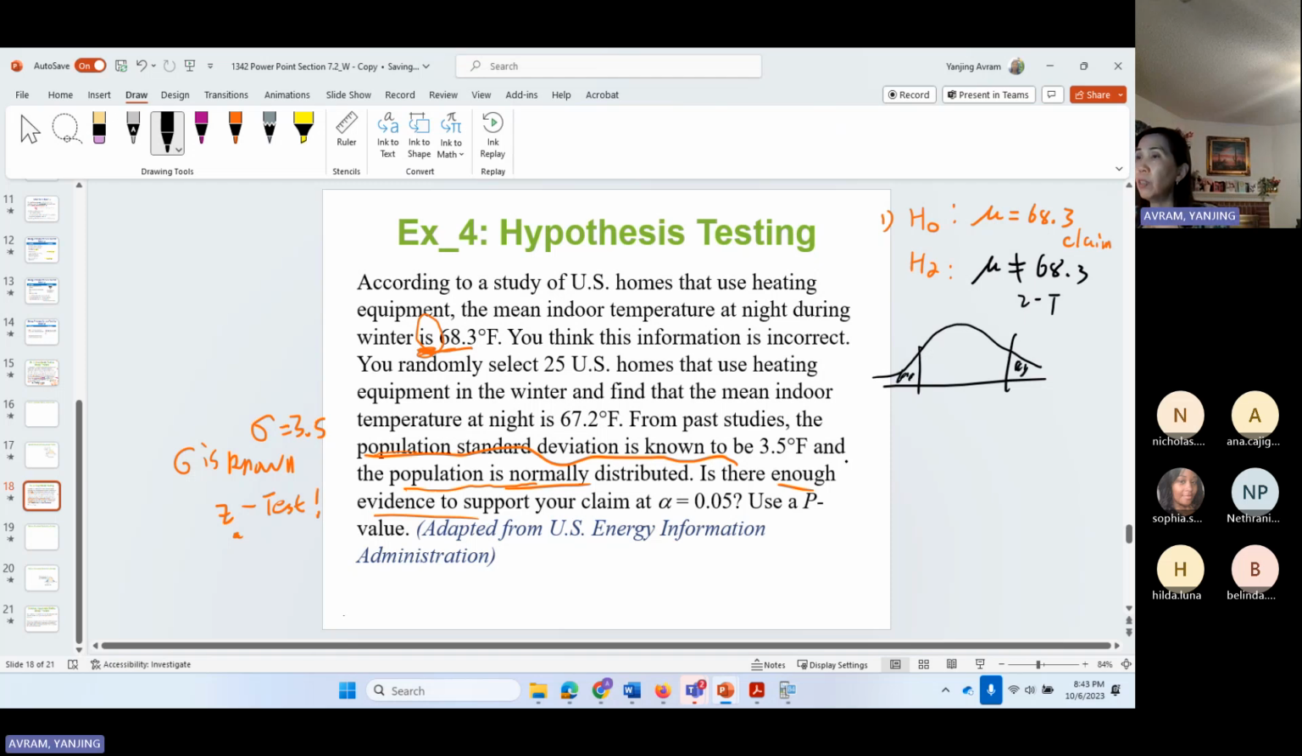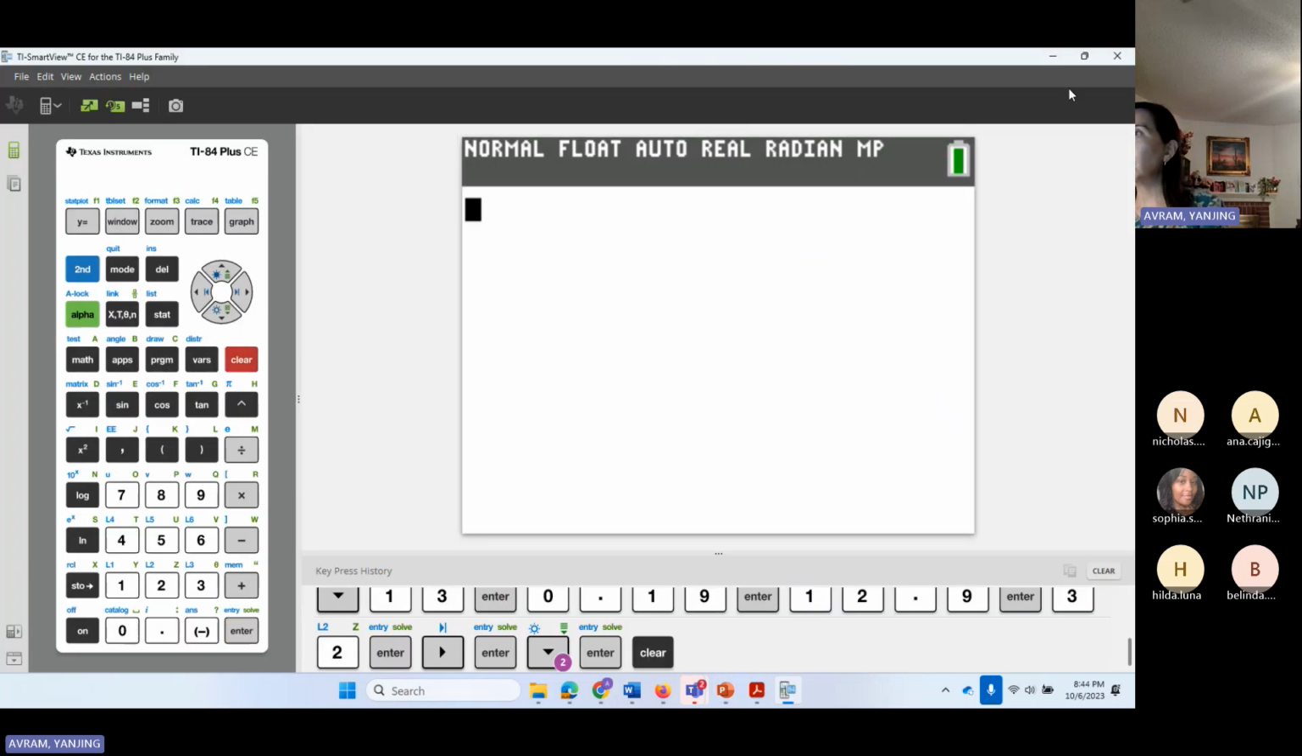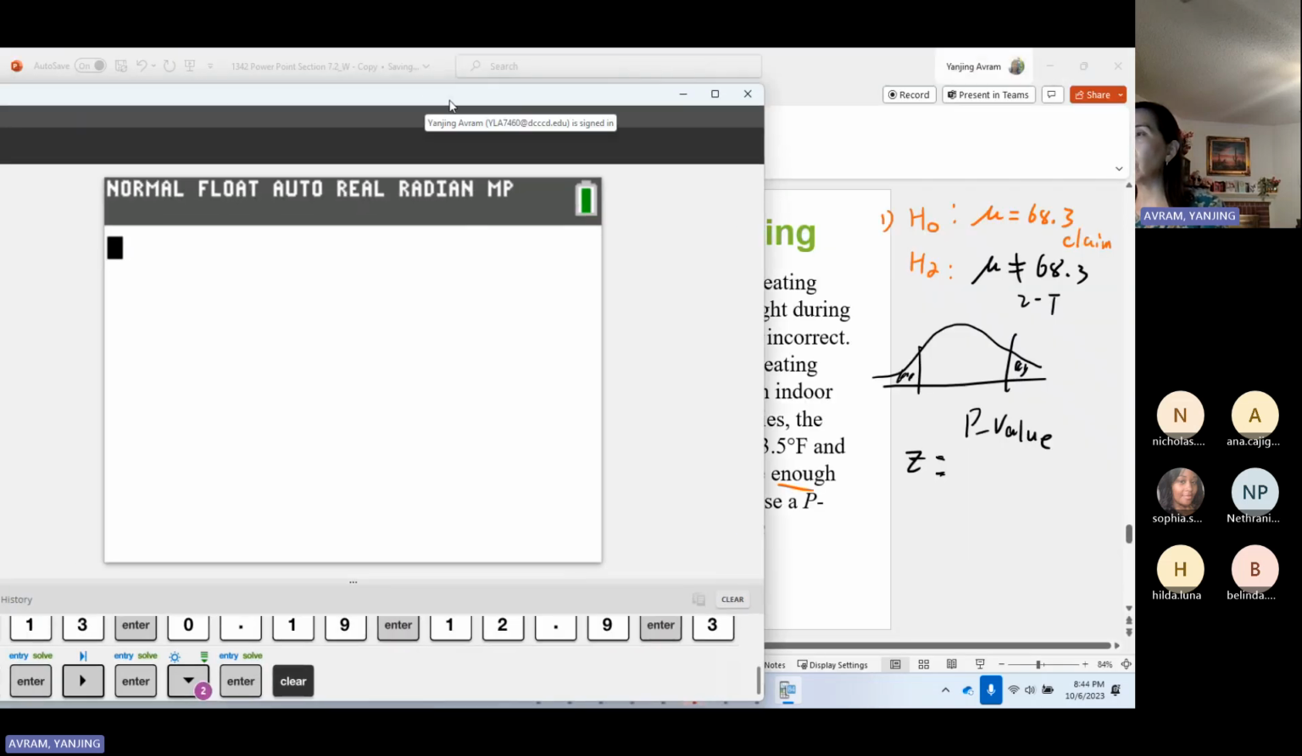All right, if I use a calculator, it will be really easy because the calculator automatically gives me the z-score and also the p-value. And then I just need to compare my p-value with my alpha to see whether p is greater than or less than alpha, and I can make a conclusion. So we're going to use the calculator for this whole thing, and you will be surprised how easy this is.